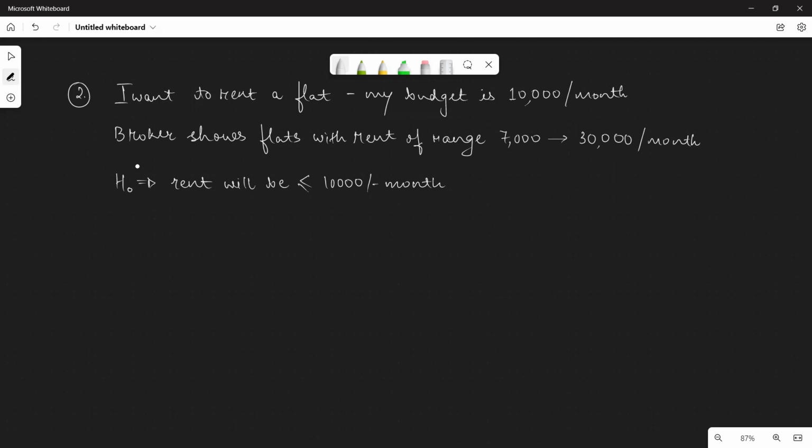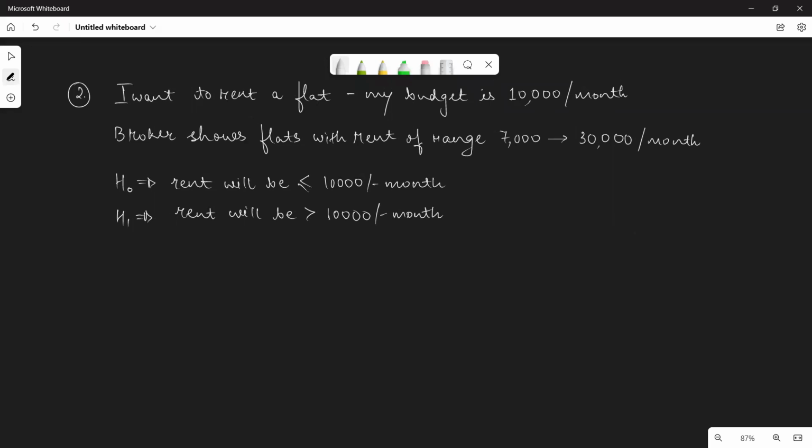So what will be the opposite of it, H1? Greater than or equal to? Not equal to, only greater than. Rent will be greater than 10,000, because the ultimate objective of H1 is that it is going to be the reverse of what H0 is. So rent will be greater than 10,000 per month.